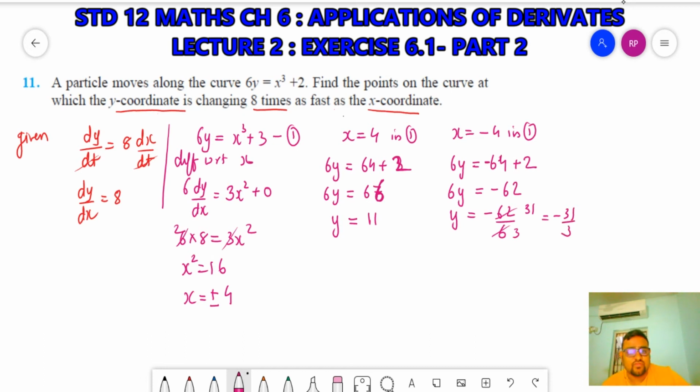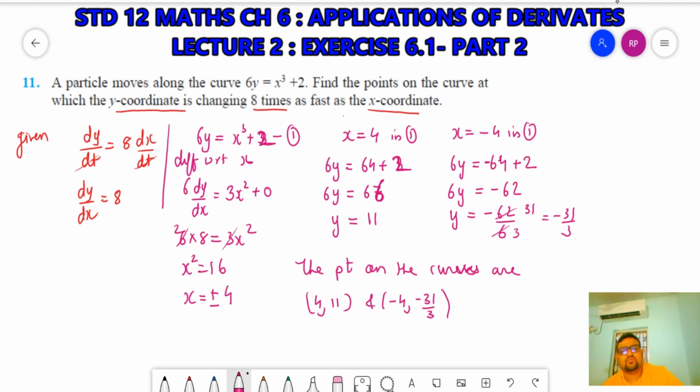Okay, so the points on the curve are: when x is 4, y is 11, and when x is minus 4, y is minus 31 by 3. Okay, so this was about question number 11. So just note it down.